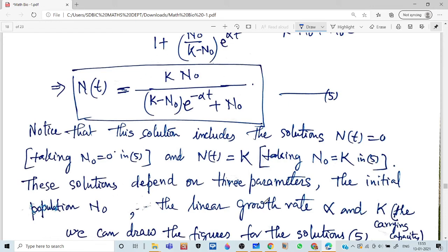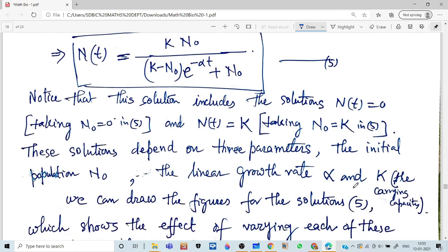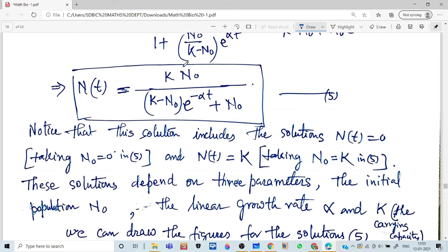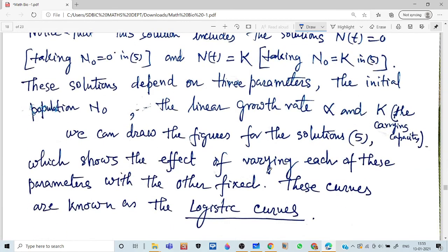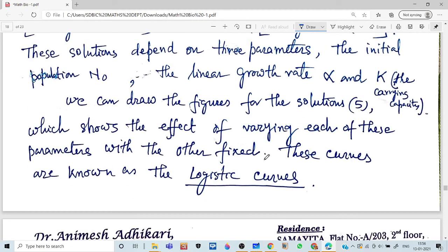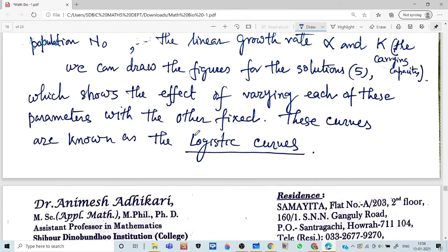So this solution depends on three parameters: n0, the initial population, alpha, the linear growth rate, and k, the carrying capacity. Now we can draw the figures for solution 5, which shows the effects of varying each of these parameters with the others fixed.